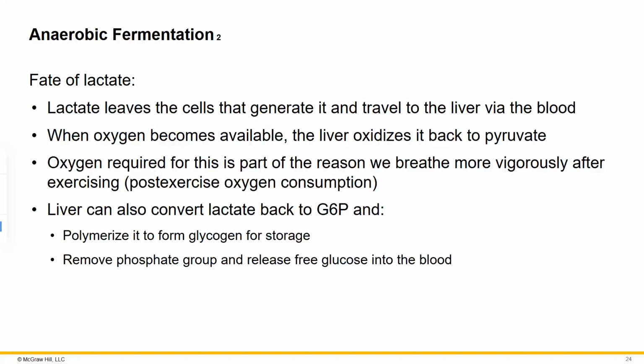Lactate leaves the cells and goes to the liver. When oxygen becomes available, the liver oxidizes it back to pyruvate. Oxygen is required for this, which is part of the reason why we breathe more vigorously after exercising. The liver can also convert lactate back to G6P and polymerize it to form glycogen for storage, or remove the phosphate group and release free glucose into the blood.